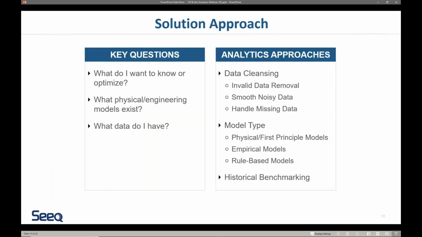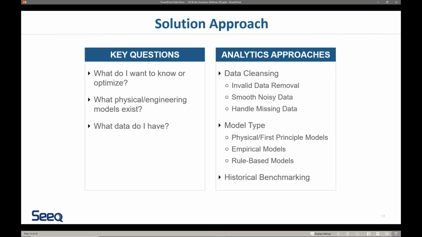As we look at this, a couple of things I want to keep in mind as we talk through how we do this solution. The first one is some key questions to ask as you're doing a solution. First, what do I want to know or optimize about the process? In this case, we've already described we want to, for the heat exchanger, watch what the fouling does over time and see how that degrades our performance.